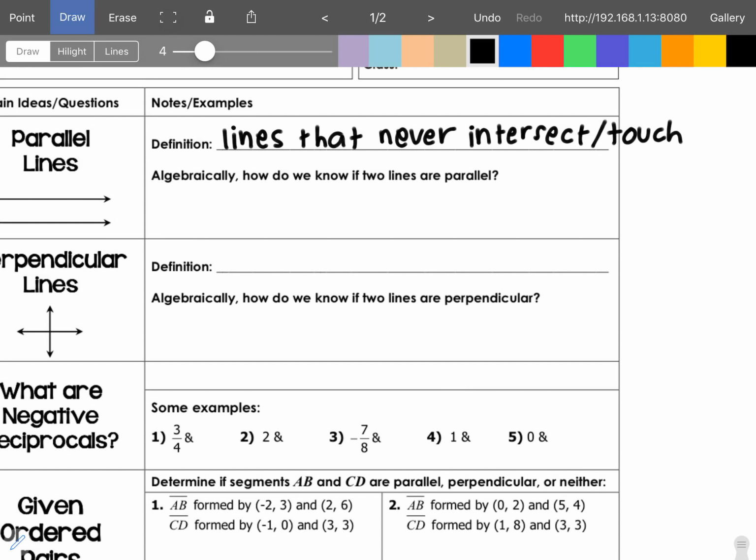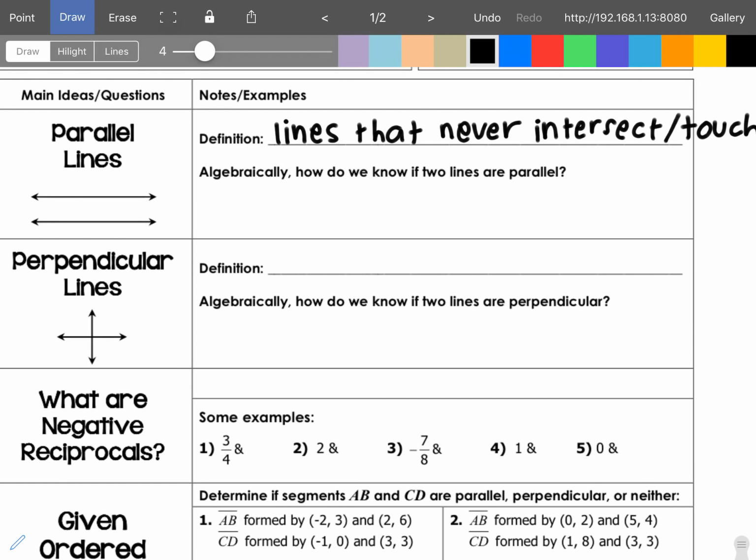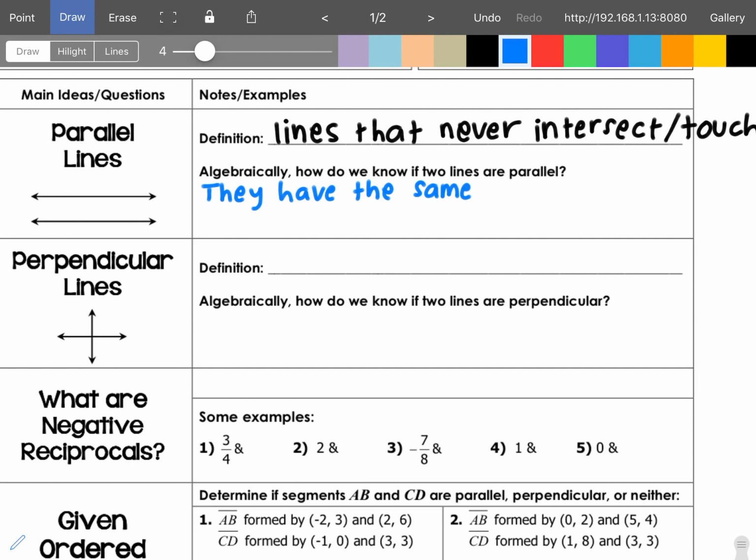So algebraically, meaning with math, how do we know if two lines are parallel? We know because they have the same slope. And if they have the same slope, they'll never touch. So let's look at an example. Think about y equals mx plus b.